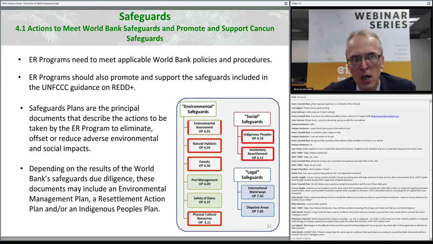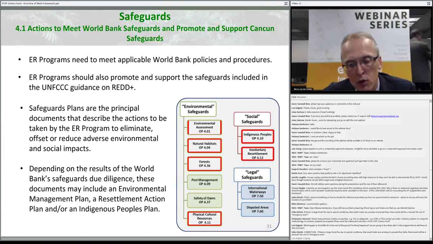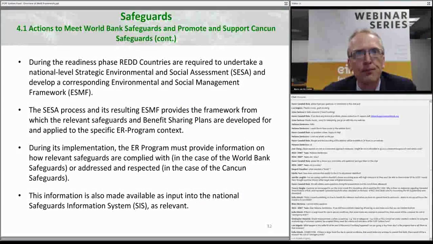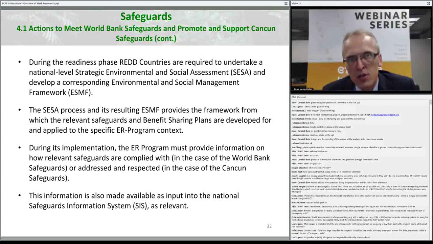And depending on the requirements of the country and the findings of the World Bank, that might include things around environmental management plans, resettlement action plans, for example, if you're creating a protected area, and indigenous peoples plans. These safeguards assessments should be building on what's already happening as part of your national readiness. So if a REDD country is working on readiness, they should be undertaking this national level strategic environmental and social assessment, the SESA, and develop a corresponding environmental social management framework.